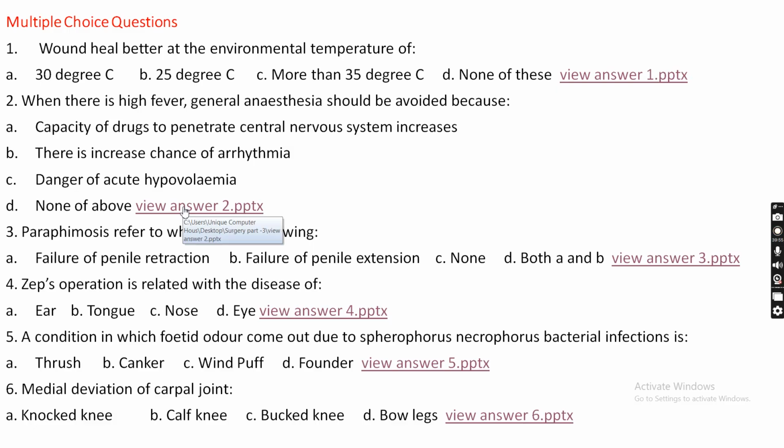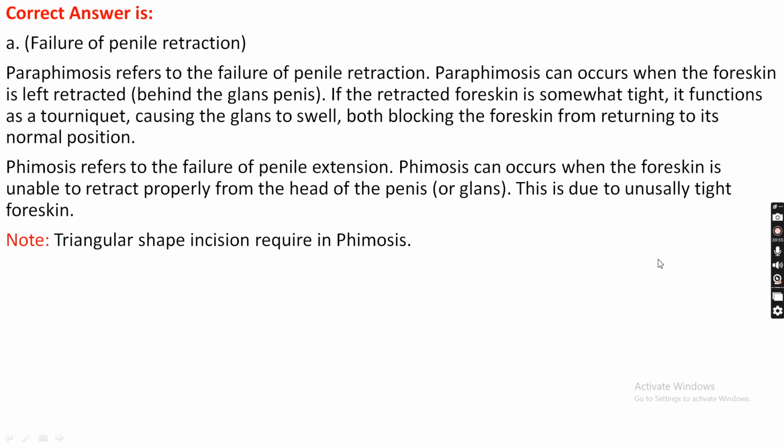Question number 3. Paraphimosis refers to which of the following? Option A, failure of penile retraction; option B, failure of penile extension; option C, none; option D, both A and B. The right answer is option A, that is failure of penile retraction. Paraphimosis is actually the failure of penile retraction.